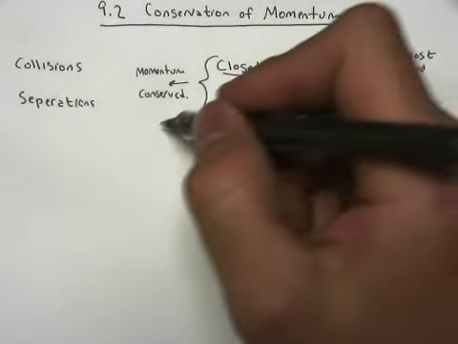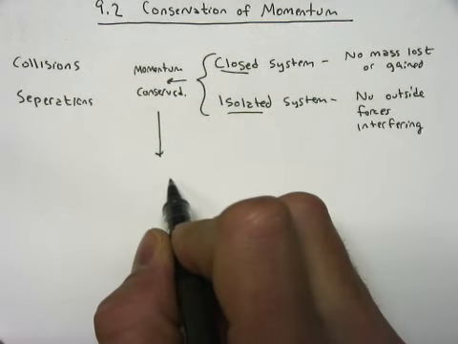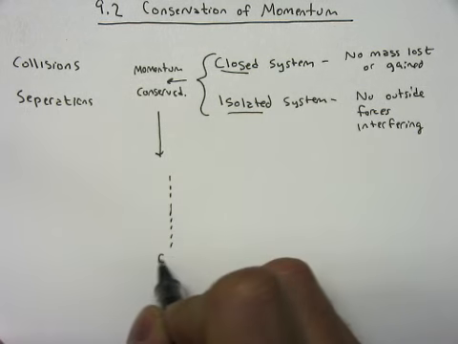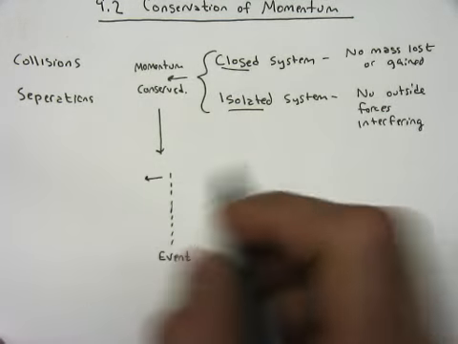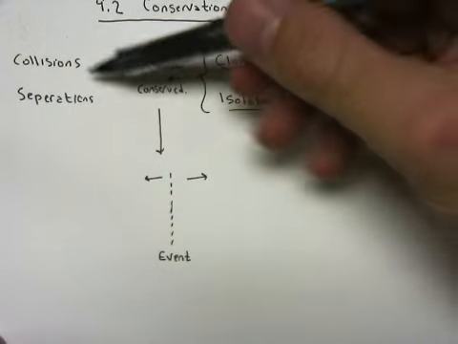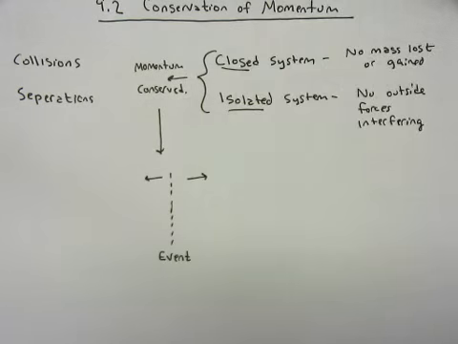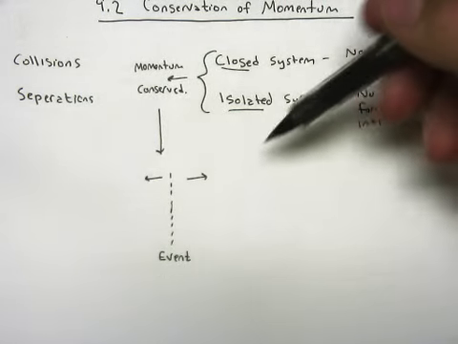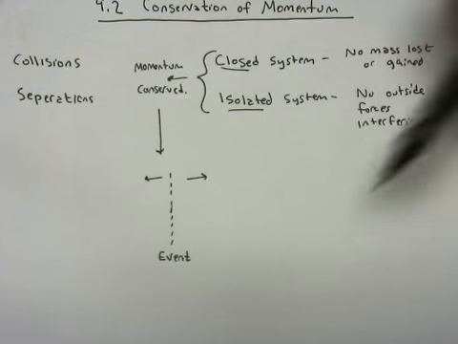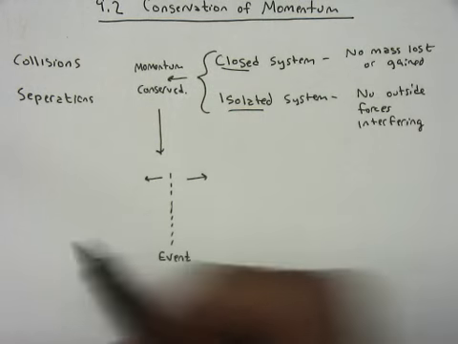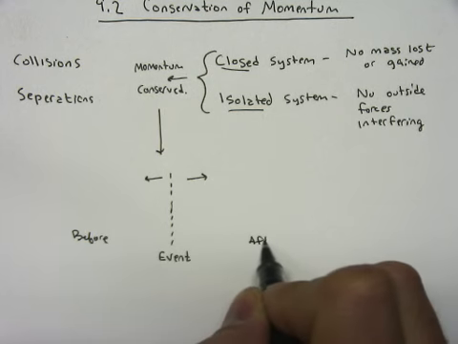Momentum is conserved. When we say that, what we mean is that there's usually an event, and there's something before, prior to the event, and after the event. Think of collisions. Before the collision, you have two cars or two football players colliding. After the event, they either stick together or hit each other and bounce off. So you have a before and an after.